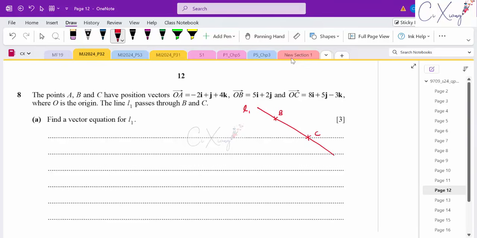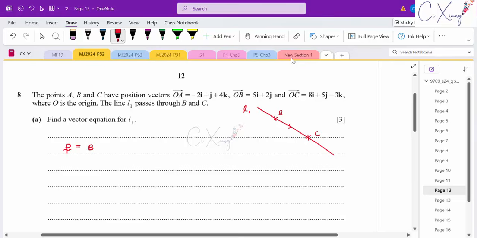So for the passing point, I can use the position vector for B or position vector of C. No problem at all. We have more than enough. Then for the direction of the line, you either take BC or CB also can. So the vector BC or vector CB will be the direction of the line. Okay, so let's start from the direction first. For this case, I'm using BC.